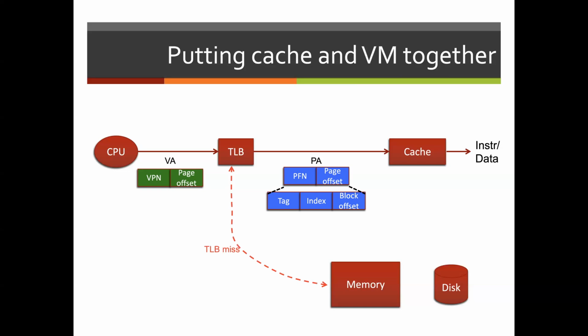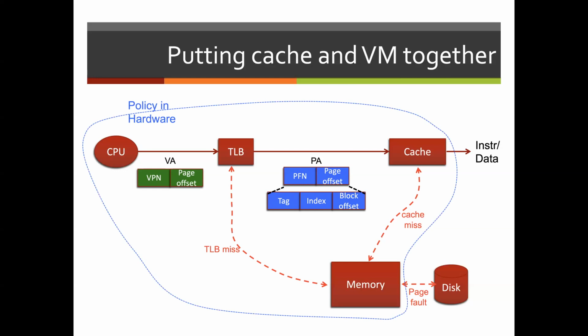When a TLB miss occurs, we go to memory, and the same thing with the cache miss. And then we can have our page fault. And so what we need to have in place is a policy that coordinates between all of these mechanisms. And that policy is going to be a component that persists for hardware, as well as a component that governs the memory management from memory and the disk in the operating system.